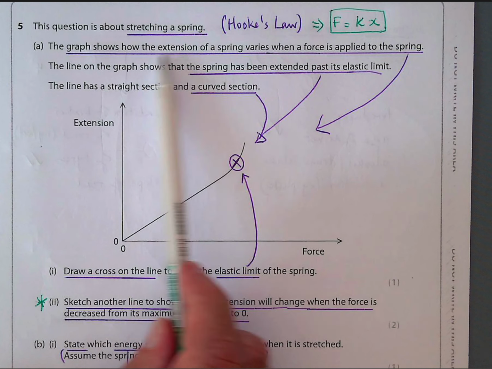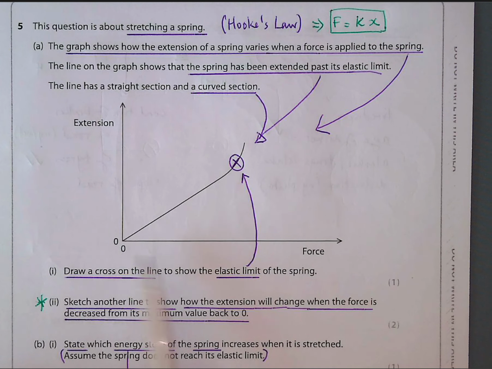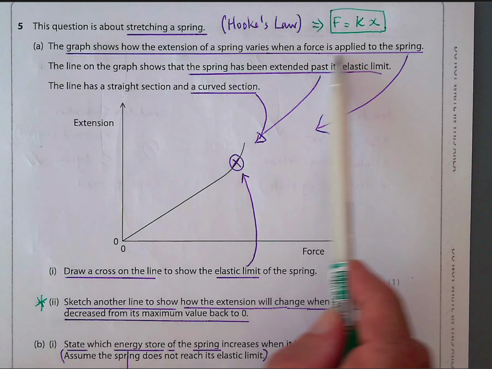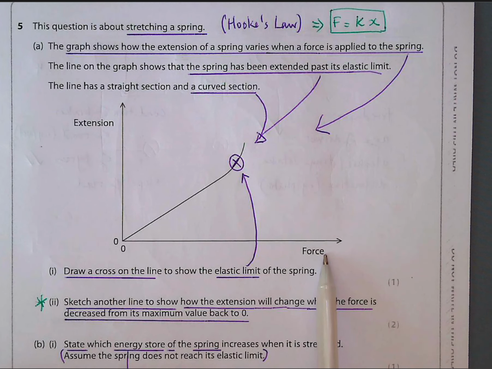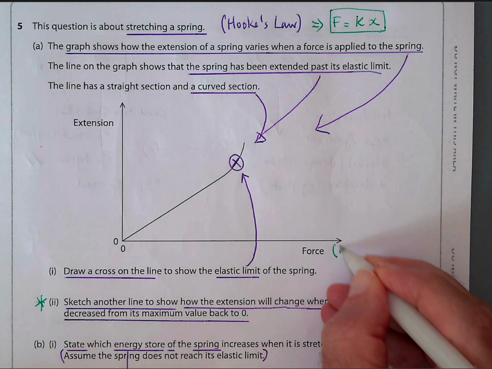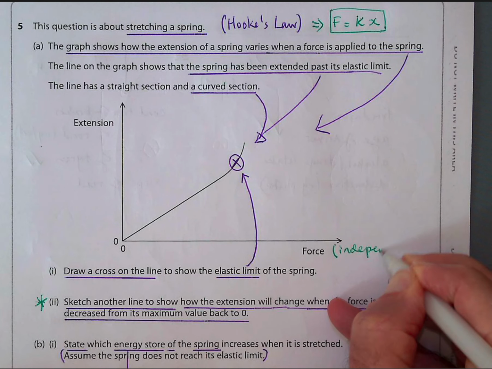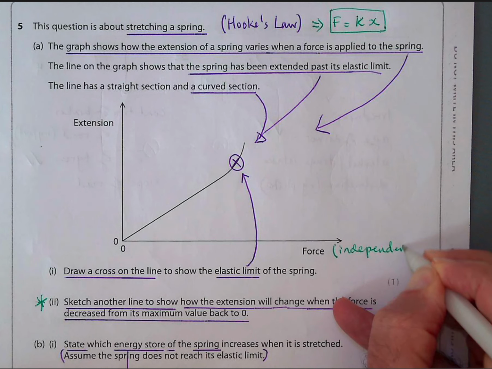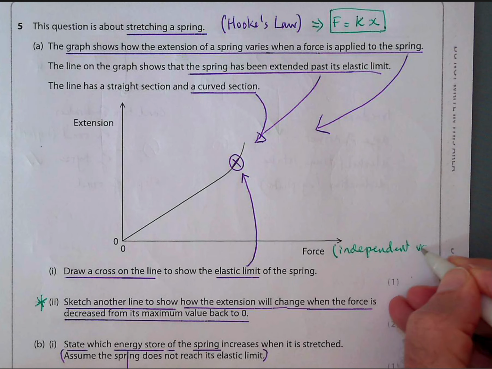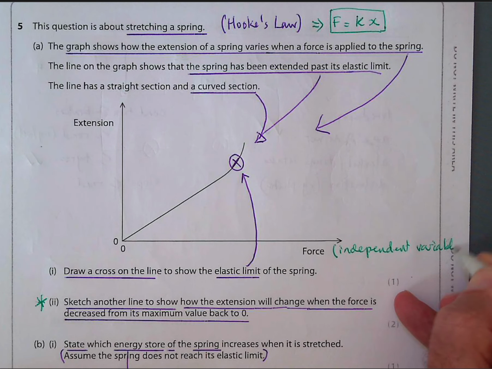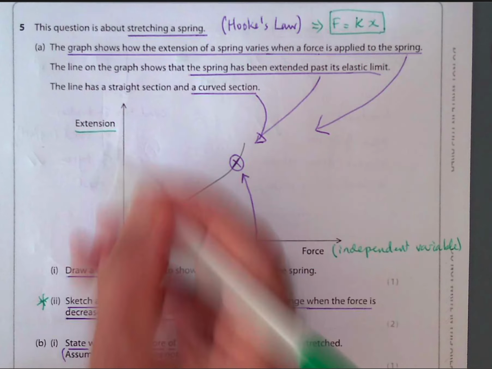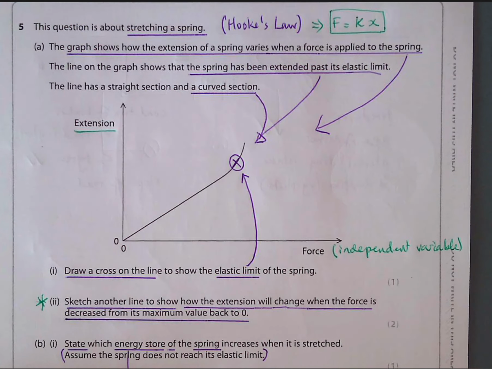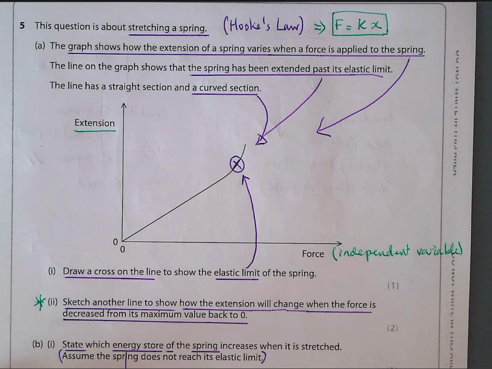The graph shows how the extension of the spring varies with the force applied to the spring. So they put force on the horizontal axis because that's the independent variable that normally goes on the horizontal axis. When you change the independent variable, the dependent variable is the extension or the new length, which you would have to measure to work out the extension.